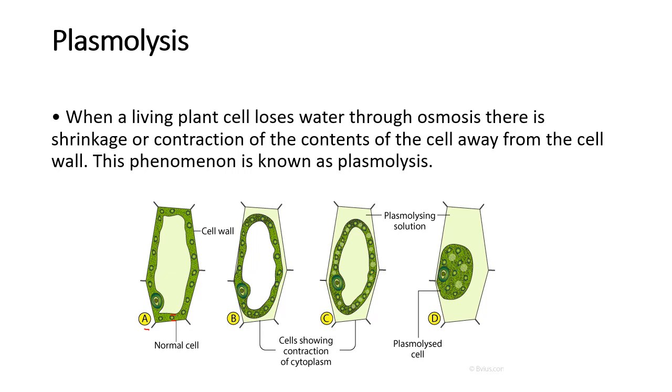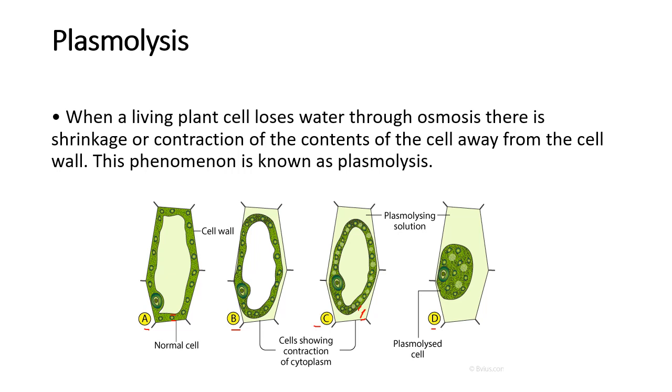Then in diagrams B and C, you can see there is a contraction. There will be a gap between the cell wall and the plasma membrane. There is a gap. So this is due to the loss of water through the osmosis process. So picture D, this is a plasmolyzed cell. So all the cell parts, cell contents are contracted or shrunk in a particular place.